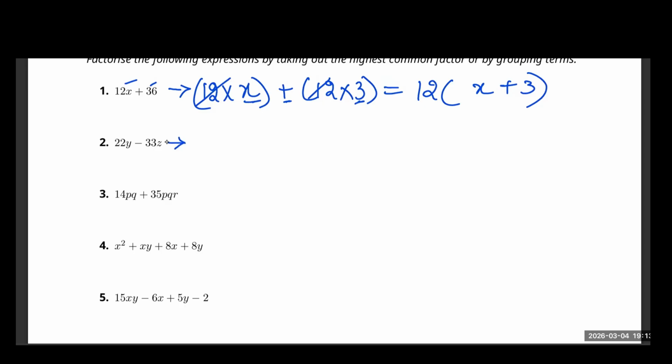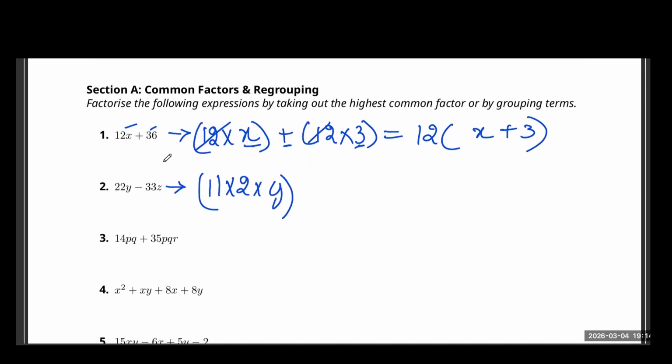Next. 22y and 33z. Both of them go in the 11 table. So 22 can be written as 11 into 2, and 33 can be written as 3 into 11. By seeing the numbers only we can understand in which table they are going. It's not like you always have to simplify this. So 22y minus 33z can be written as 11 into 2 into y minus 3 into 11 into z.